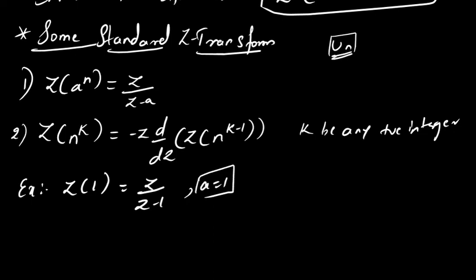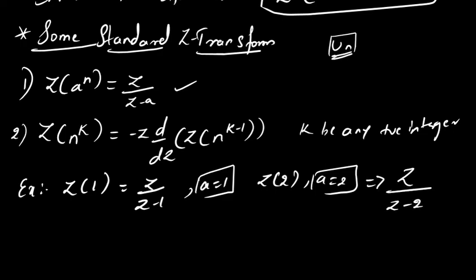Similarly, we can do it for the other terms also. Put it as 2 to the power n, so that means the value of a is equal to 2. So what happens to the Z transform of a power n? That can be written as z by z minus 2. Remember, this is constant power variable, and this is just the opposite, variable power constant.